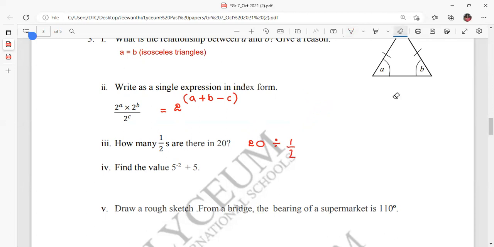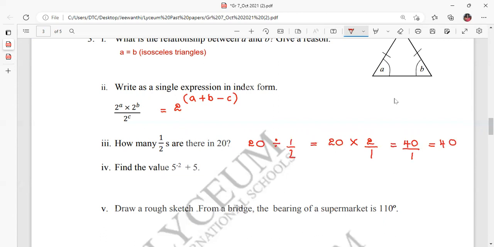When you have a division like this, you convert the division into multiplication. When you convert division into multiplication, the next fraction becomes its reciprocal. That becomes 2 over 1. So it becomes 40 over 1, which means 40.